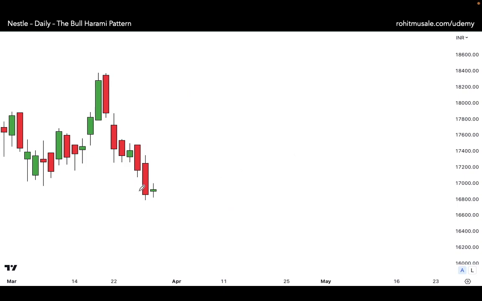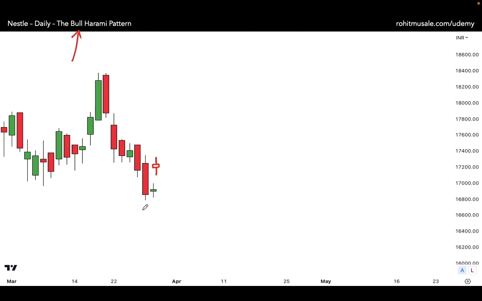Now this is the general version of the bull Harami pattern. There is an ideal version of every pattern and there is a variation of every pattern. Now imagine this. This candle is near the low or the close of the red real body. What if this candle was somewhere here? Even that satisfies the criteria for a bull Harami pattern, right? Whichever color it is, green or red, doesn't matter.